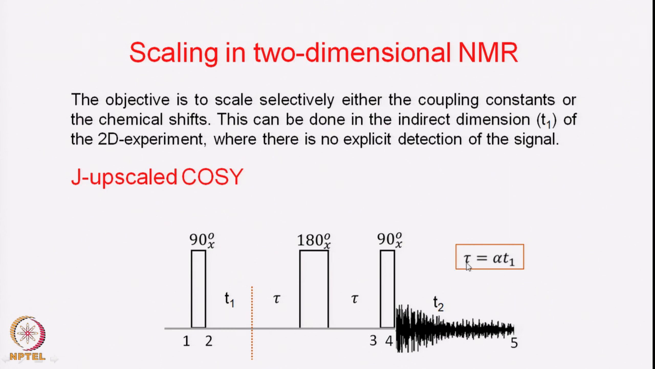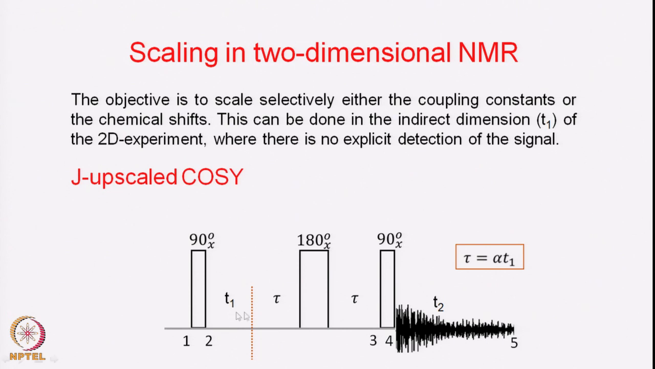Notice also here that tau is actually proportional to T1. It is alpha times T1. Alpha is a positive number and it is obviously greater than 0, and therefore, you have an extended evolution period here. And as we perform the experiment, as T1 is getting incremented, this period is also getting incremented. Therefore, the separation between these two pulses will go on increasing as you increase the T1 period. Of course, that is the same as in COSY as well.